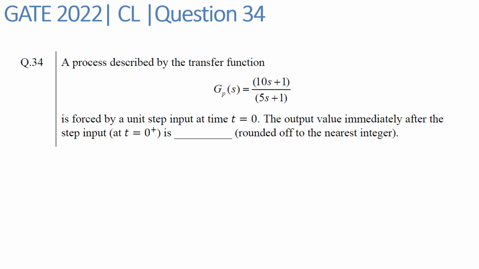Hello everyone, we are solving question 34 of GATE 2022 Chemical Engineering paper, and the topic is Instrumentation and Process Control. The question is, a process described by the transfer function Gp of s is equal to (10s + 1) upon (5s + 1) is forced by a unit step input at time t equal to 0. The output value immediately after the step input, that is at t equal to 0, is dash.